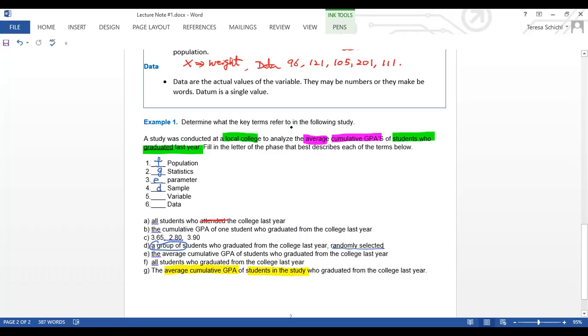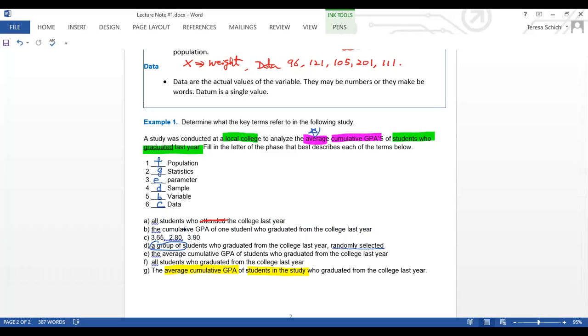Good. Now the variable, remember, represents the characteristic I'm interested in. What I'm interested in is the average cumulative GPA. So what is my variable here? It's the cumulative GPA of the students who graduated last year. That will be my B, the variable, which represents the characteristic. Then what is my data? This is my data, the real values, okay?